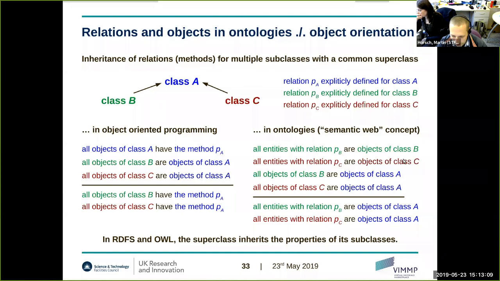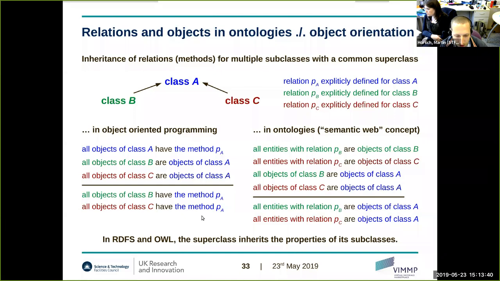For this reason, inheritance at a very basic level in ontologies works the other way around. An entity that has the property or relation PB is an object of class B. However, because B is subclass of A, it is also an object of class A. So what I have defined for class B is propagated upward to the superclass, not the other way around.